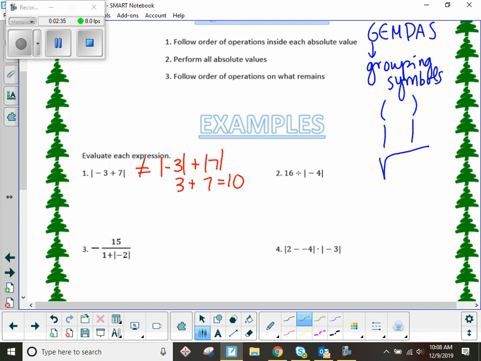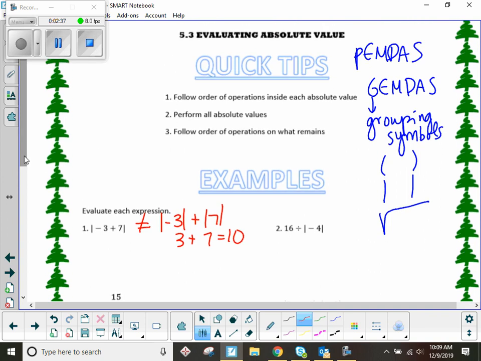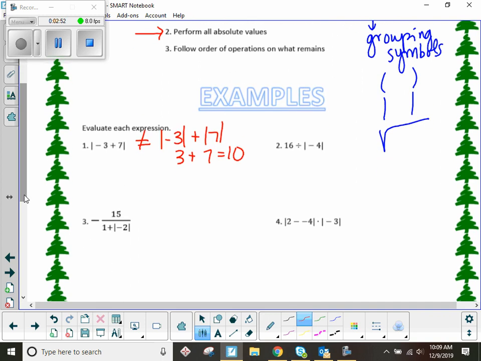But what does the very first step tell you to do? Follow order of operations. Inside, right? And then what does the second step say? So you do not perform any absolute value until you've simplified inside. So what do you get inside there? 4.